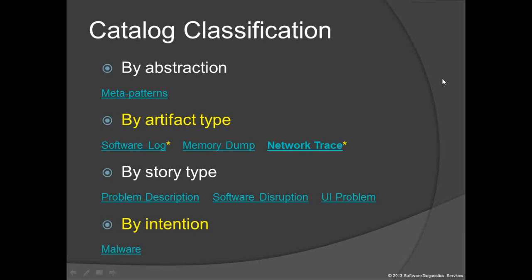such as by problem descriptions, by software disruptions, and by user interface problems. Also, we can separate patterns by intention, such as malware, with unintentional patterns, the rest, all grouped as victimware. In this presentation, we only consider network traces as a subtype of software traces.